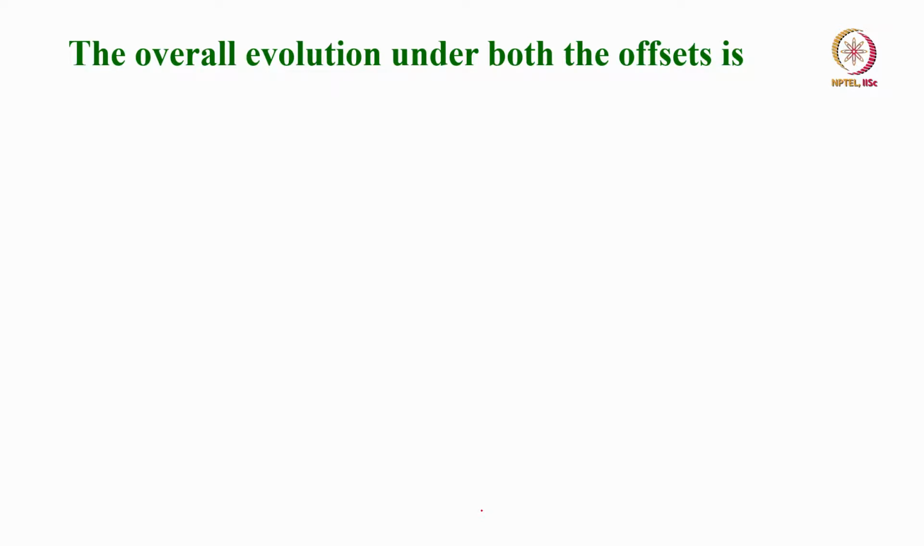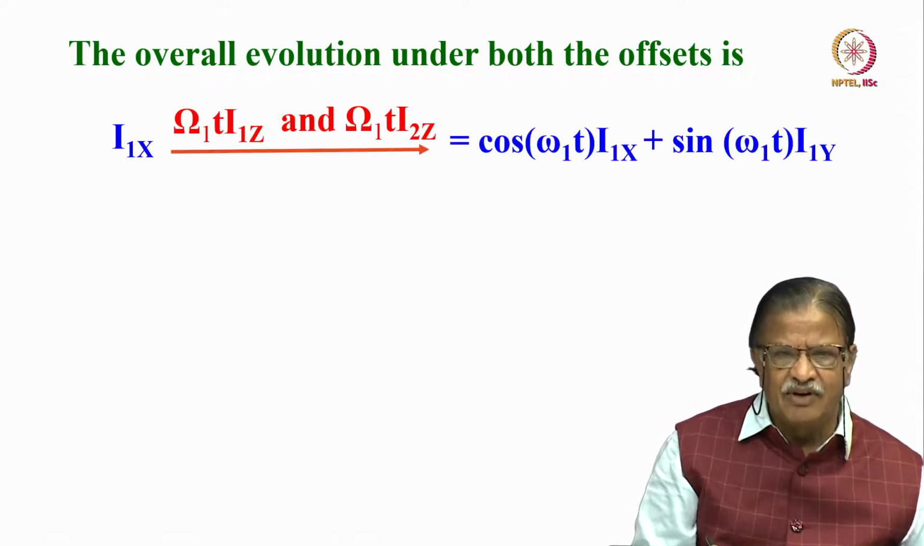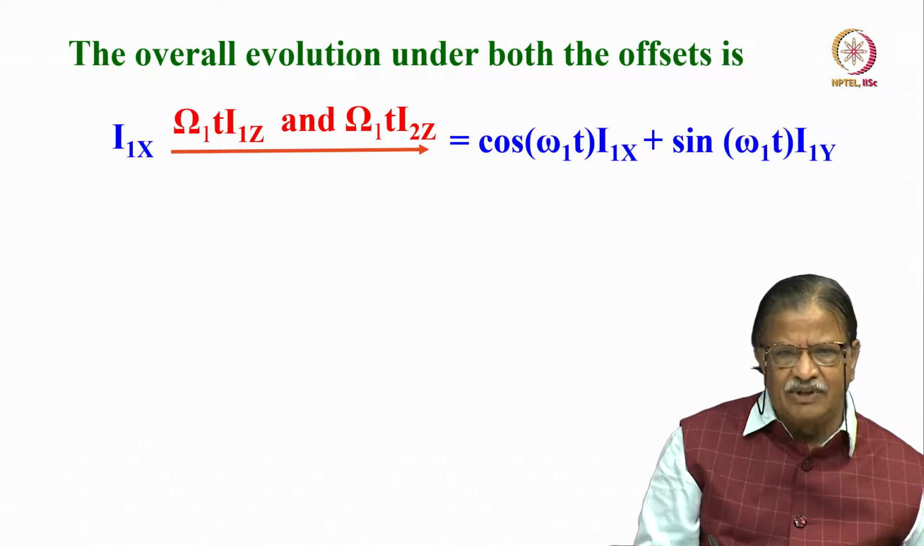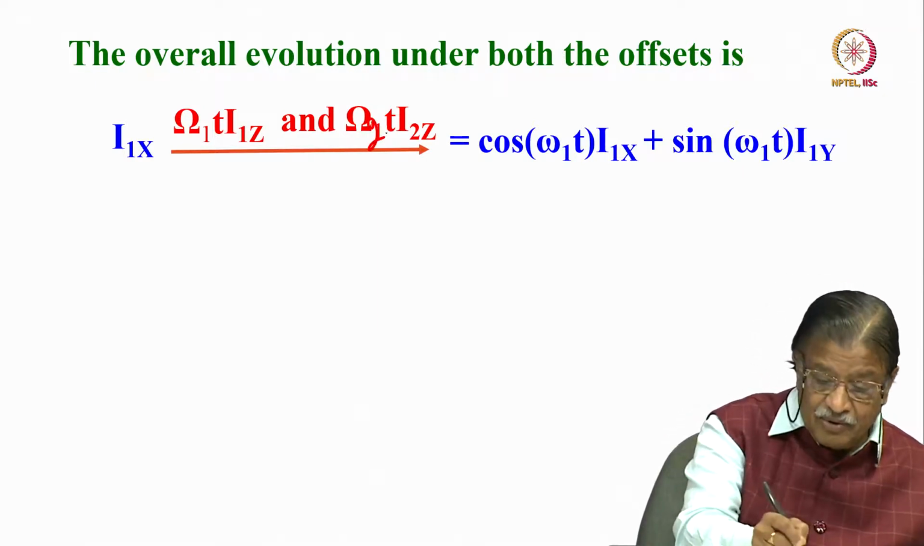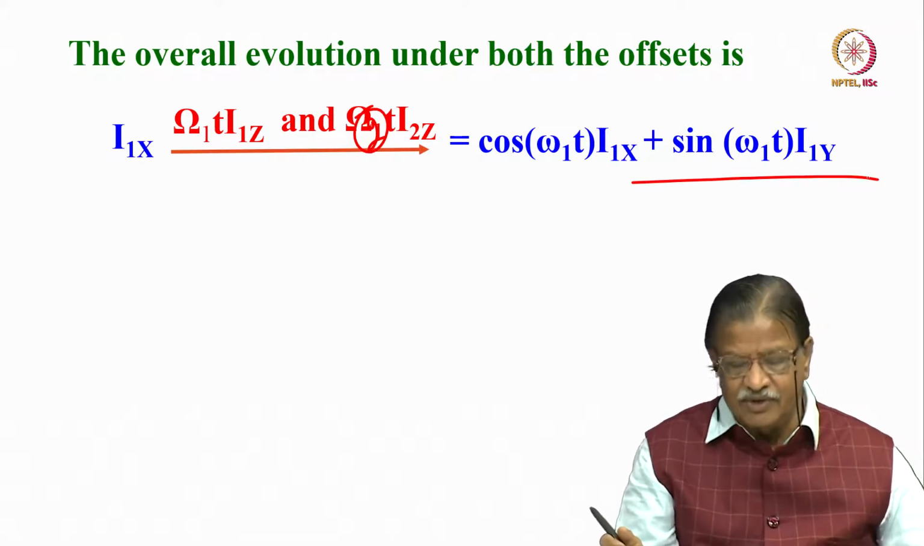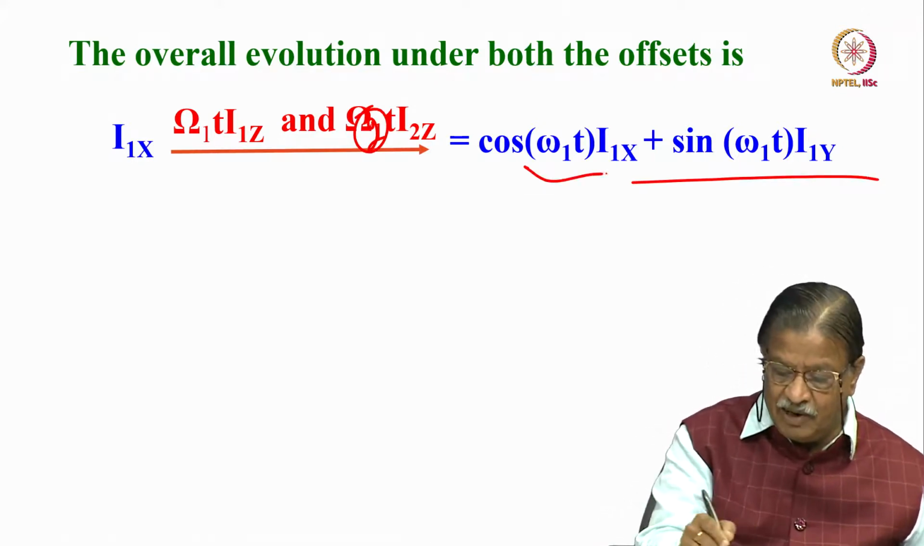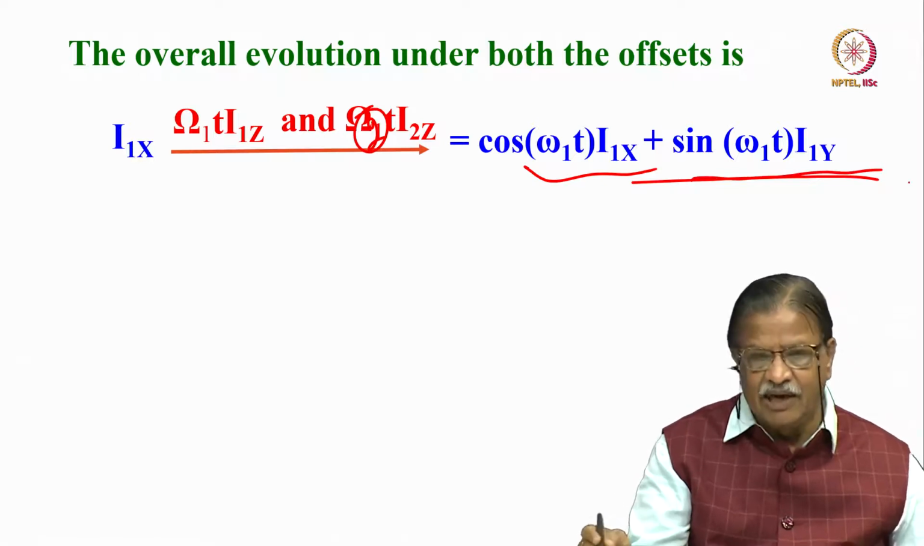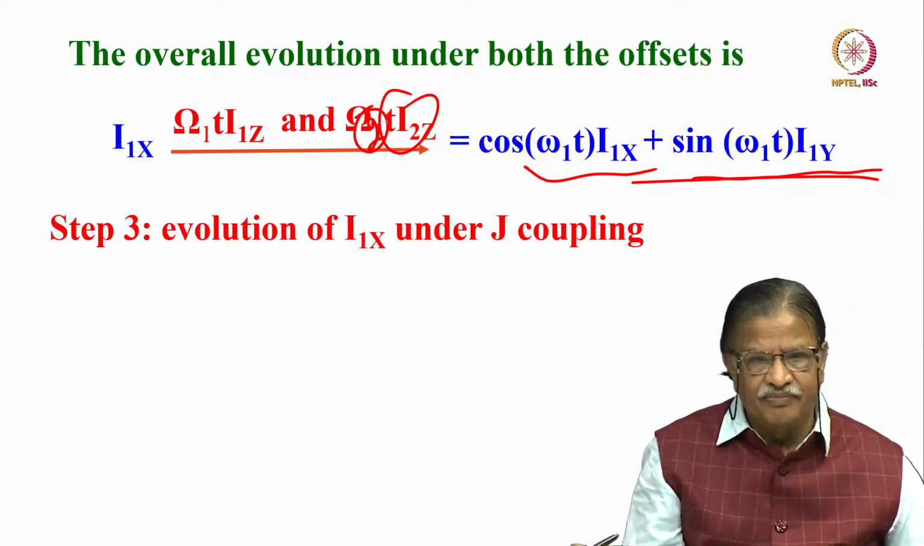Now, overall evolution under both the offsets, omega 1 t I1z and omega 2 t I2z, should be like this: cosine omega 1 t I1x plus sin omega 1 t I1y, because the offset of spin 2 has no effect.